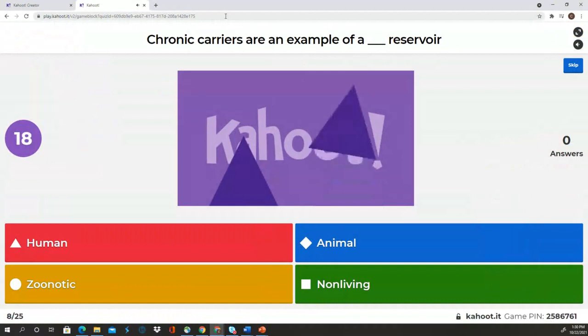Chronic carriers. What is the reservoir if you're a chronic carrier?